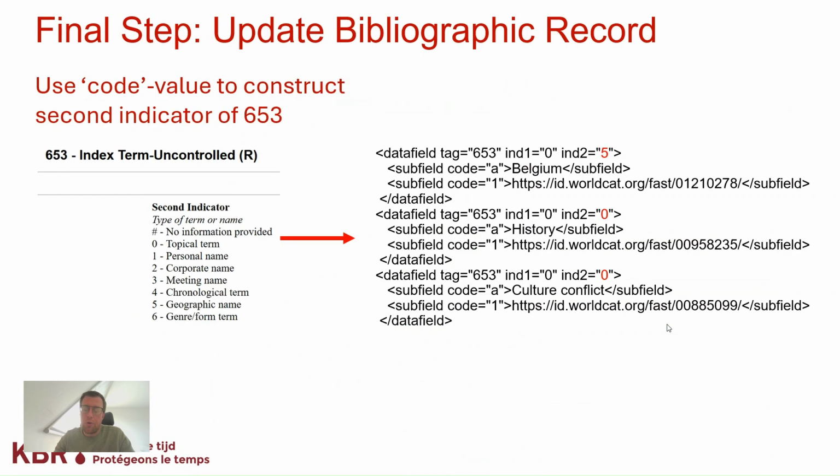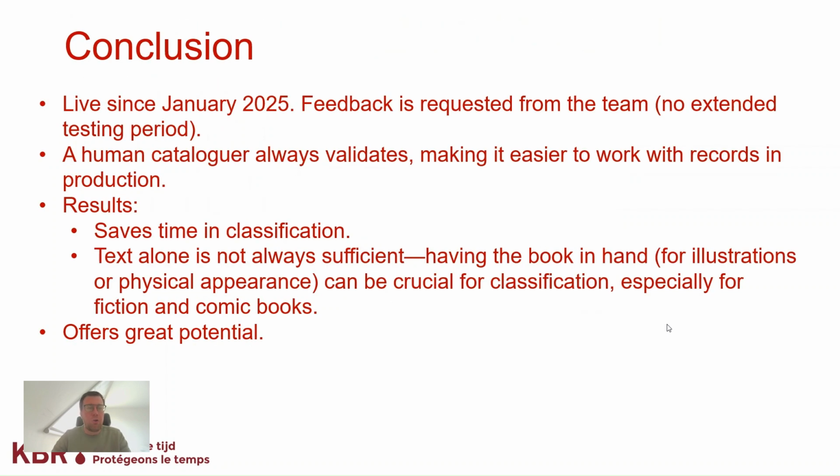And then I also use the second indicator to indicate the type. So in 653 and MARC 21, with the second indicator, you can indicate the type of term. Is it a topical term, again, personal name, and so on. So my conclusion is this is now live since January. I did not test it a lot.